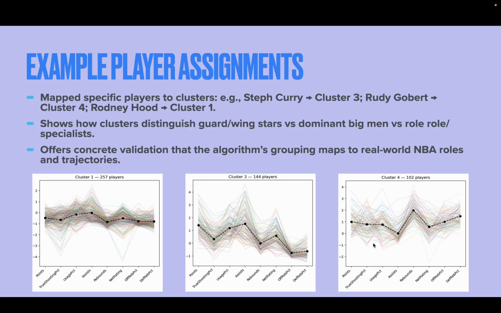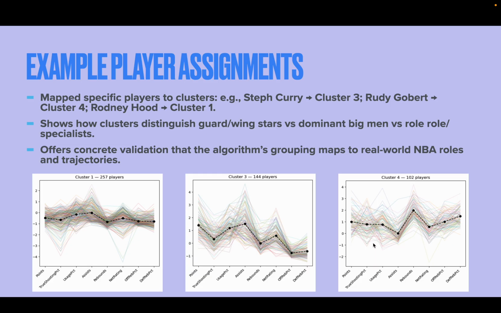So here are some example player assignments. I mapped specific players to clusters. If we take a look at Steph Curry, he ends up in cluster 3. Rudy Gobert in cluster 4, and then Rodney Hood in cluster 1. This showed how clusters distinguished guard and wing stars versus dominant big men versus role players and specialists. And it also offers concrete validation that the algorithm's groupings map to real-world NBA roles and trajectories.